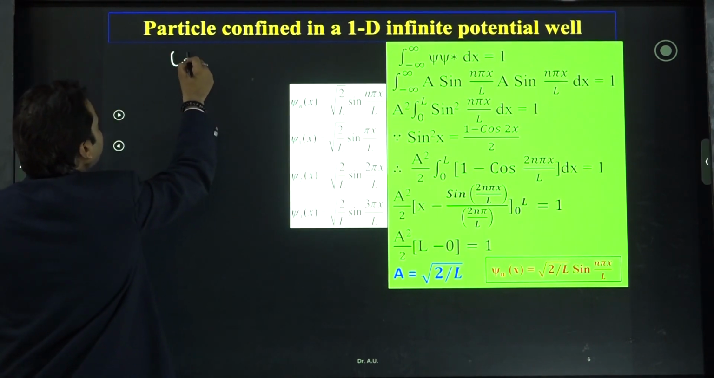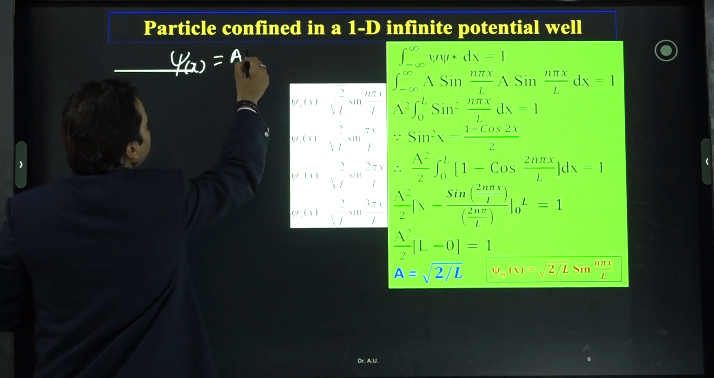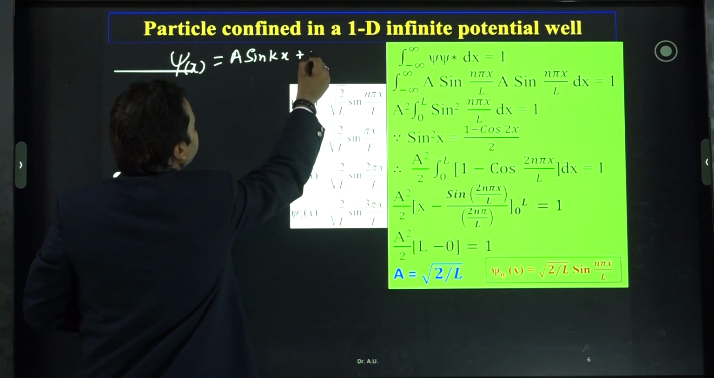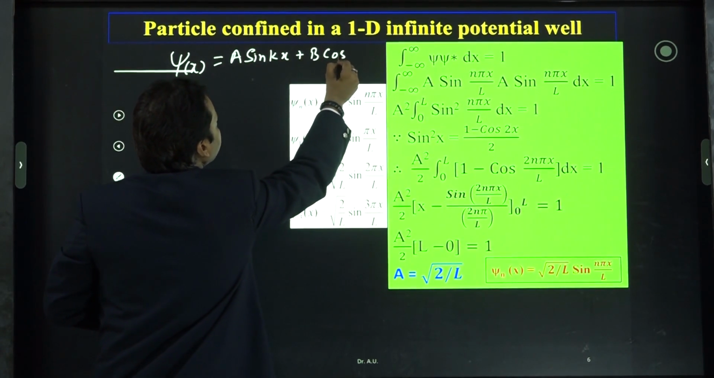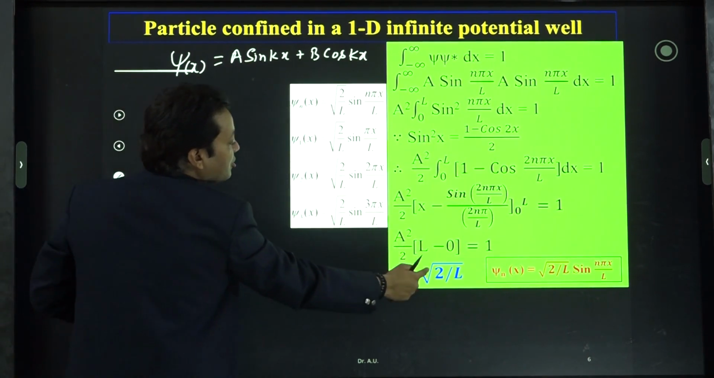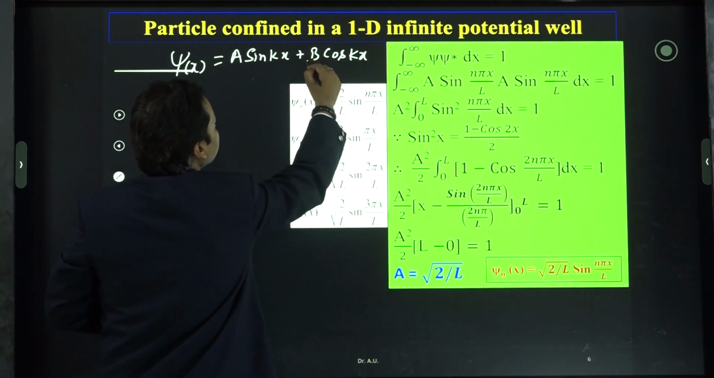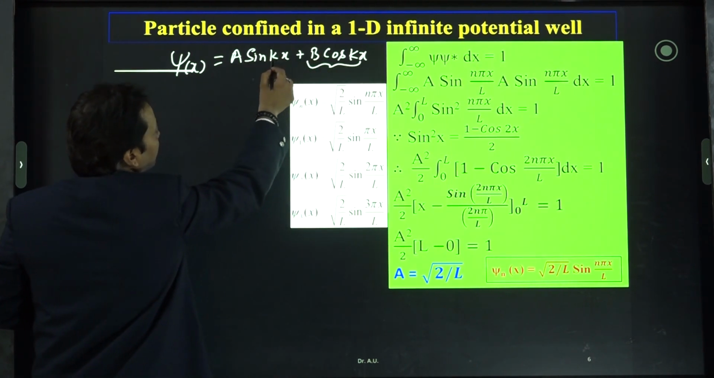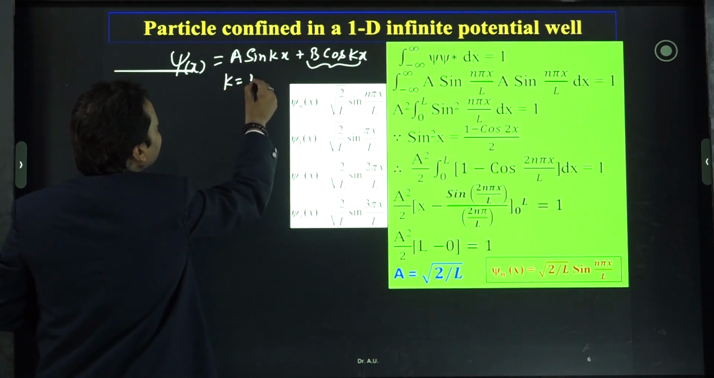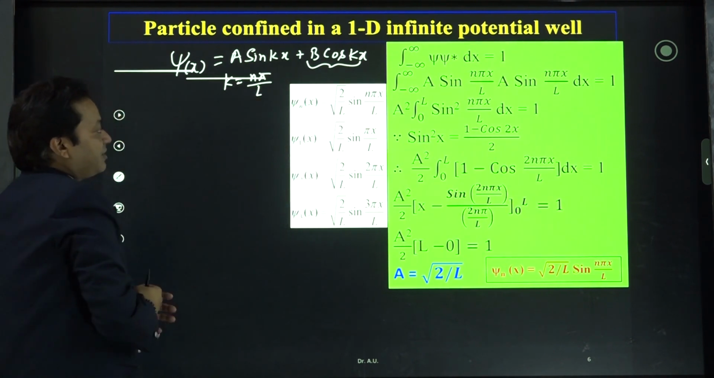How did we start with psi of x? Psi of x was A times sine of kx plus B times cos of kx, which is now replaced because the A value is root 2 by L. Because B is 0, the cos term is always 0. So only we have to replace this, and the k value is n pi by L. So psi of x will become like this.